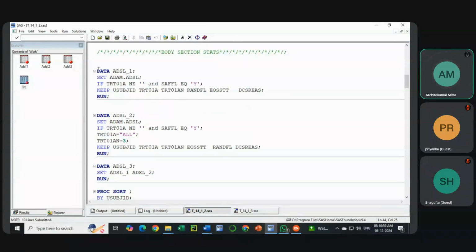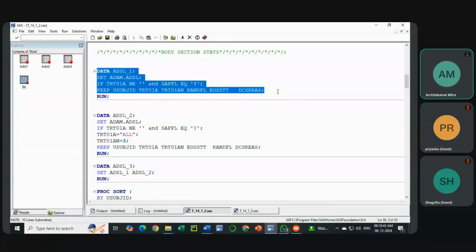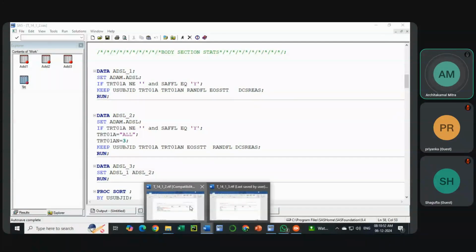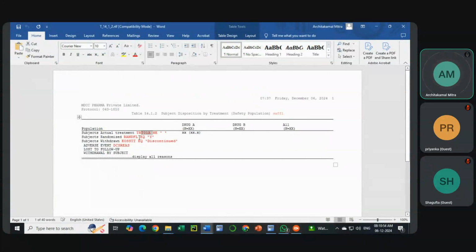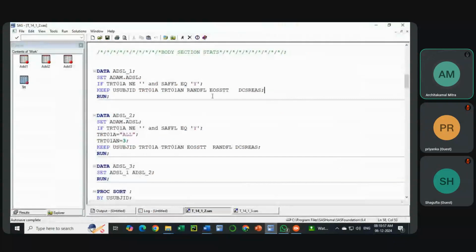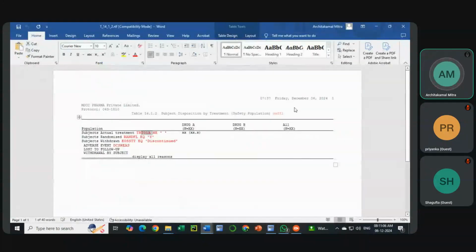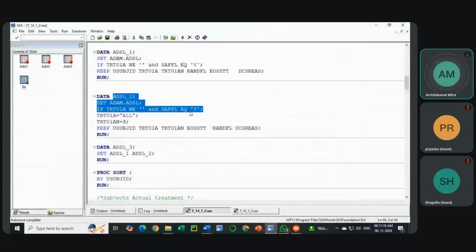Going ahead, I'll be quick because we all know these are the body sections. ADSL set ADAM ADSL, if TRT not equal to 0, SAFFL not equal to Y, keep subject ID. So we are keeping subject ID, TRT01A, TRT01AN, RANDFL, EOSSTT, DCSREAS. So these are exactly the ones which we should be keeping. Same things we have kept here. What did we do then? Set data ADSL underscore 2, TRT01 not equal to none, and SAFFL equal to Y, because we need the safety population. If you see, this is for the safety population. Correct?